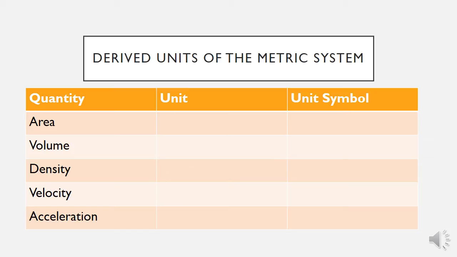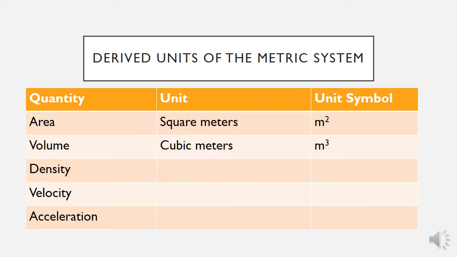So area, the square meters. So we have meters squared as the symbol. If we look, we have meters times meters, basically. So just like if you have x times x, you have x squared. You can do the same thing with these letters that are units. So don't let the fact that it's not x freak you out. Volume is something you've also heard of before. So you have cubic meters, m to the power of 3 in this case.